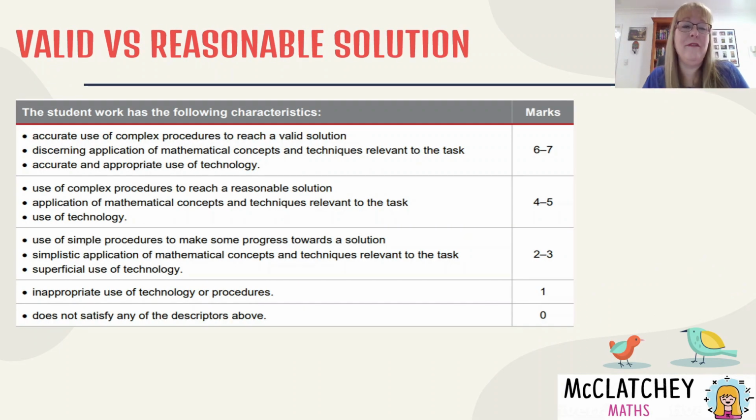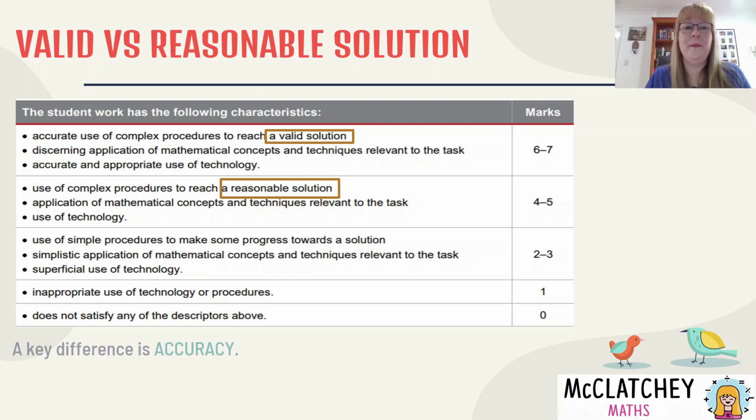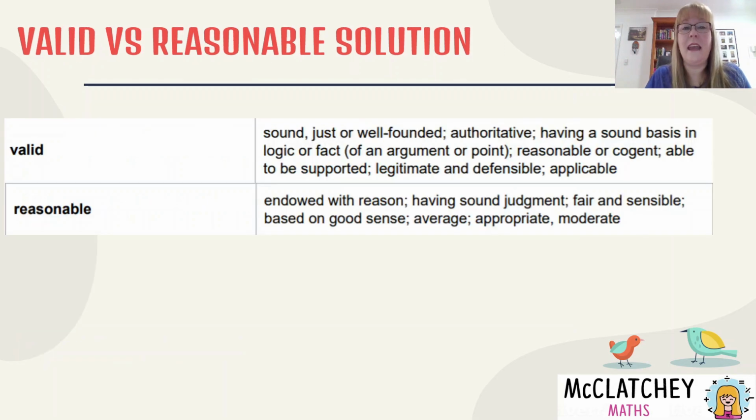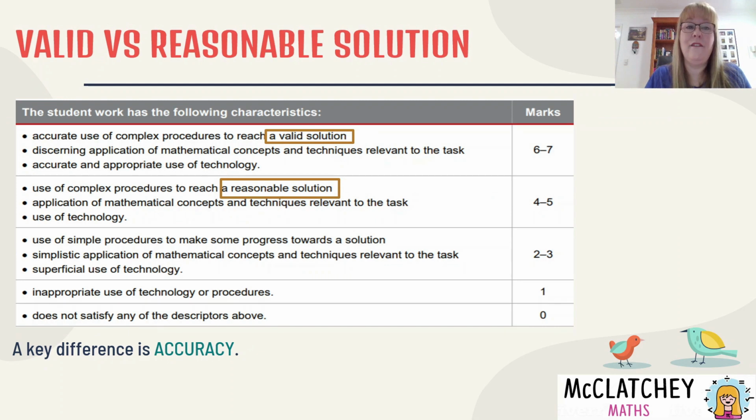Let's talk now about the difference between a valid and a reasonable solution. You'll notice we want a valid solution because that sits in the very top mark range of 6 to 7, whereas a reasonable solution sits in the 4 to 5 mark range. So the key difference here is accuracy. In fact, if we go back, the first one is accurate use of complex procedures, and the next one is not accurate use, it's just use of complex procedures. So that key difference is how accurate they are. The minute you start making mistakes and errors in your calculations, you're going to actually drop down to the next box because your solution's not accurate. And because it's not accurate, it's not valid.